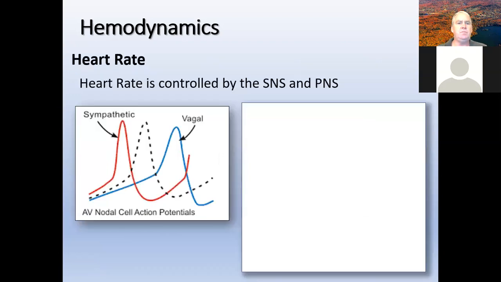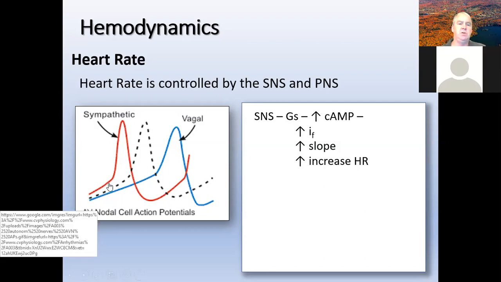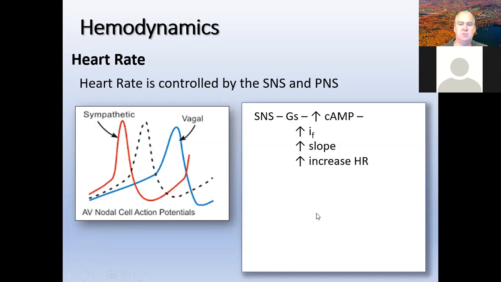Okay, heart rate is controlled by the sympathetic nervous system and the parasympathetic nervous system. And we talked about this already. Just to review, the sympathetic nervous system activates beta receptors, which activates Gs, increases cyclic AMP. Cyclic AMP then directly increases that funny current, which makes the slope steeper, and so you get more frequent depolarizations and an increased heart rate.